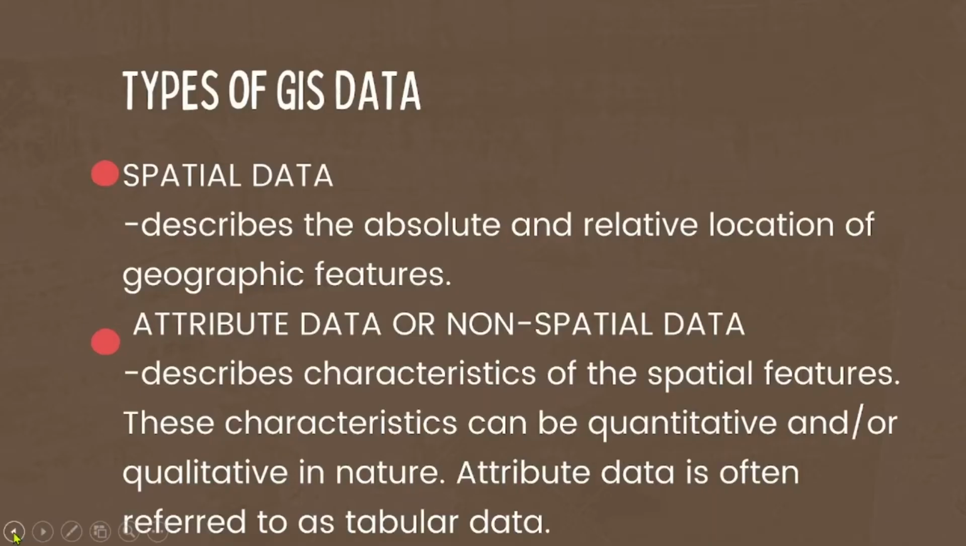So to start with, GIS data are of two types, spatial data and non-spatial data. When I talk about spatial data, it is going to give me the proper location of any feature. But when I talk about non-spatial data, it is going to tell me the characteristics of it. The spatial data describes the absolute and the relative location of a geographic feature.